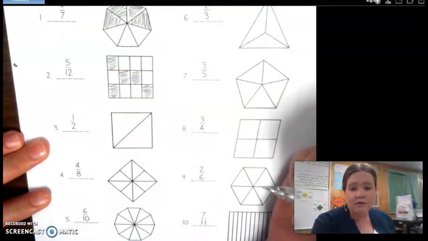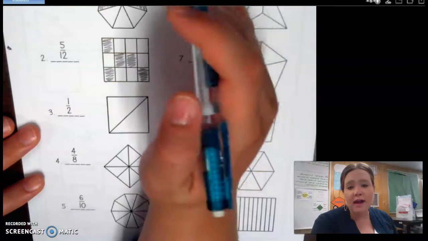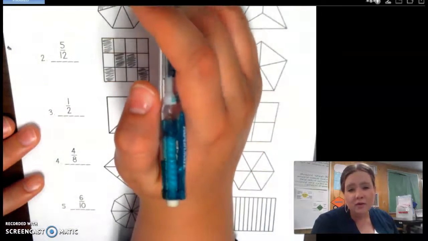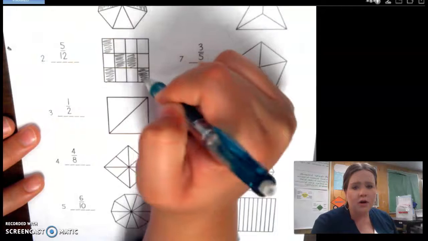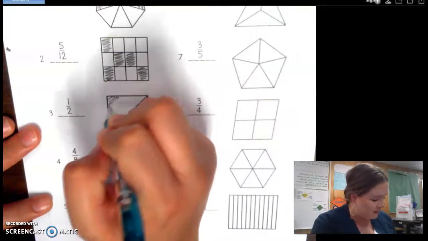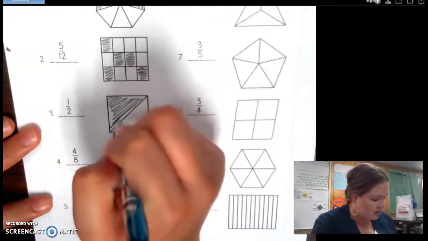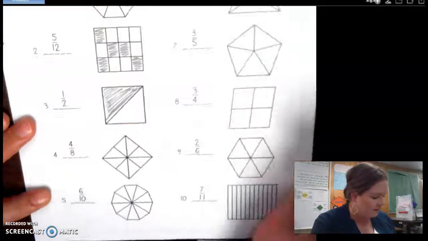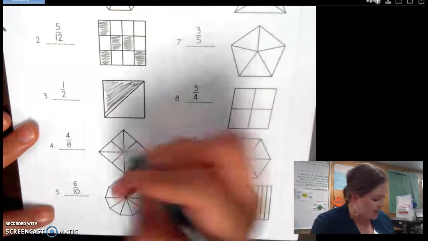That is still 5/12, even though it looks a little different, all right? They're not all in a line. That's still 5/12. 1, 2, 3, 4, 5. 1/2. 1/2. 4/8.